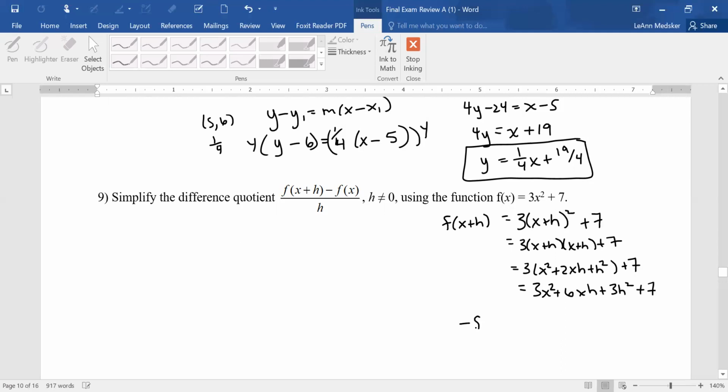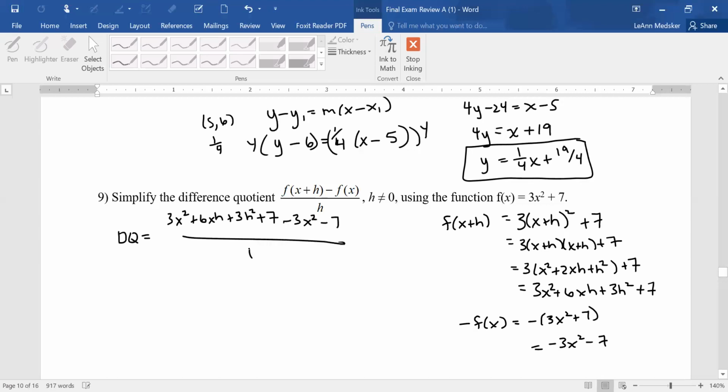And then negative f of x just means change the signs of your original function. So that's -3x squared minus 7. So that's my numerator. This would mean that the difference quotient here is equal to 3x squared plus 6xh plus 3h squared plus 7. I don't need to worry about the minus because I've already done that. Minus 3x squared minus 7, all over h.